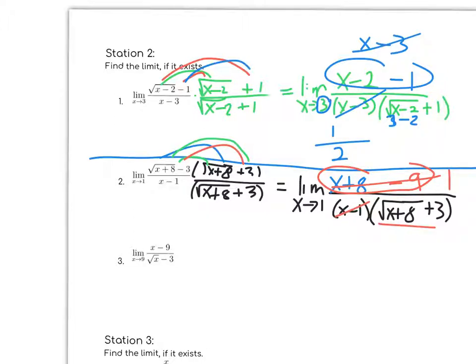We're left with 1 over this part. When I plug 1 in, the square root of 9 is 2 plus 3. Sorry, the square root of 9 is not 2, it's 3. 3 plus 3 is going to be 6, so we get 1 over 6.